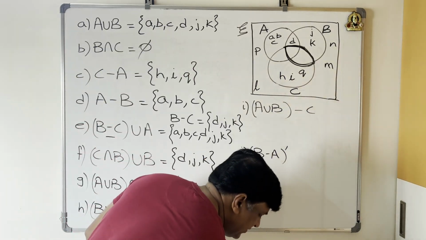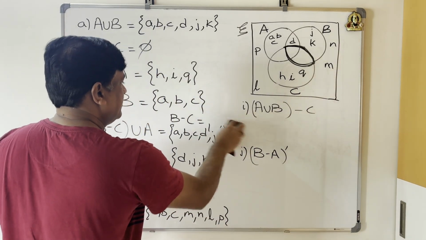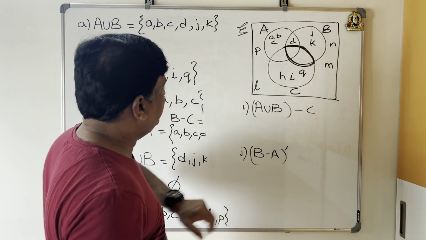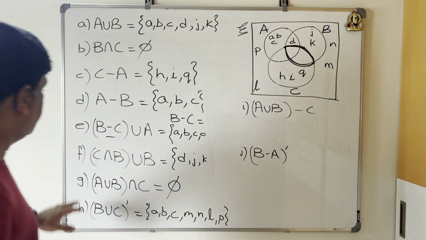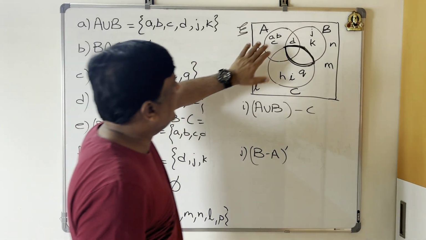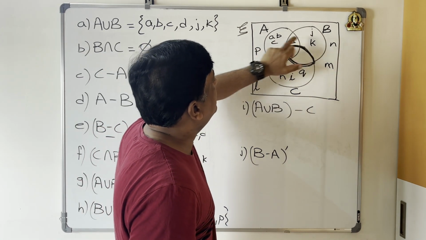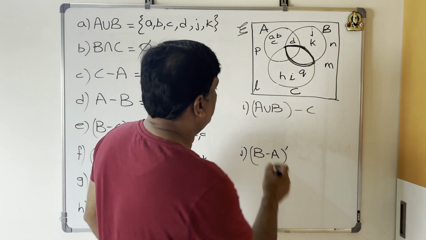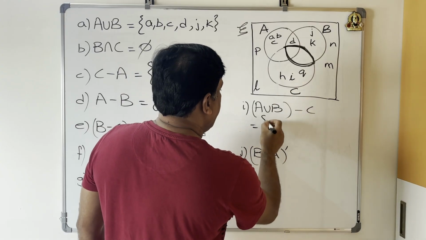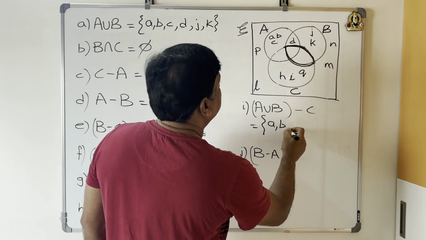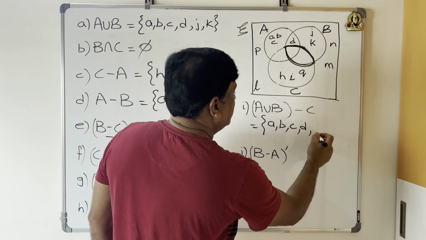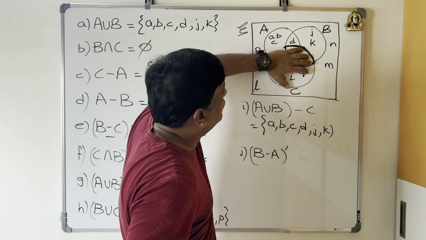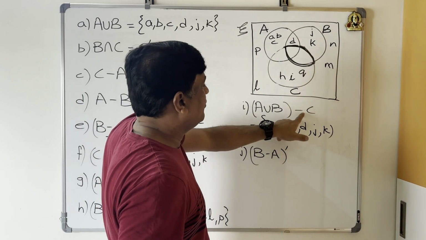Okay, so let's move forward. There are another two. Let's do that. So now what are they saying? A union B minus C. What did you get? A union B. If you look at A union B, you're going to get all these things. And they want us to remove C from here. So what do you get? A union B, you have A, B, C, D, J and K. Because you want to include this and you don't want to include anything from C. So I removed C from there.